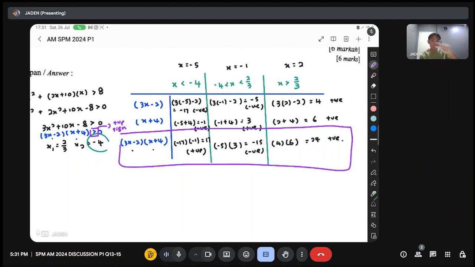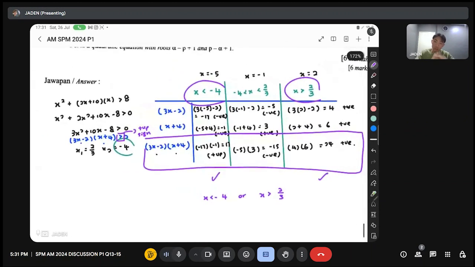If it's smaller sign, then you want to look for the negative answers, the negative value column. But right now it's positive sign, so you want to pick this column and this column. Refer back to these two columns. Where is the range that we have put down? Your answer will be x less than negative 4 or x greater than 2 over 3. And that is how you work table method.